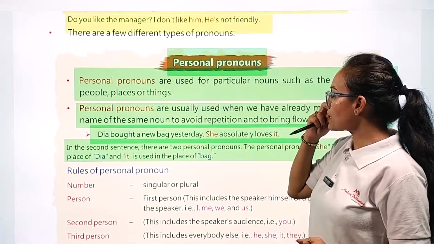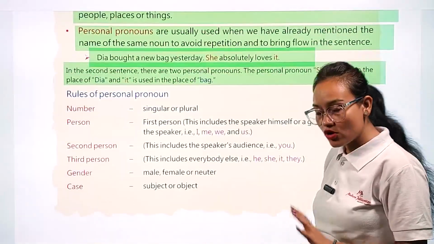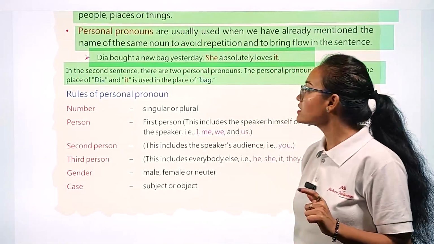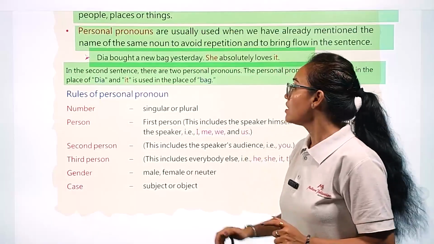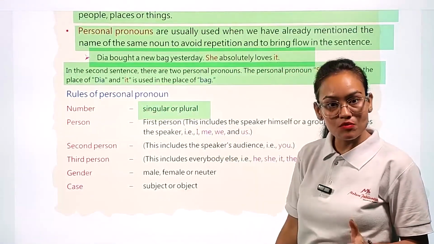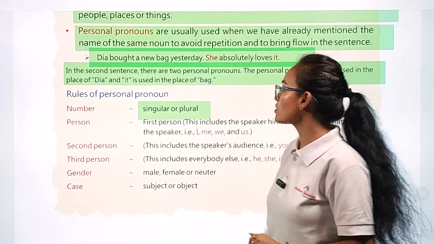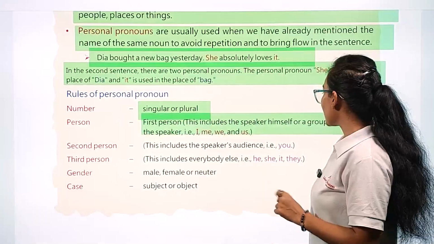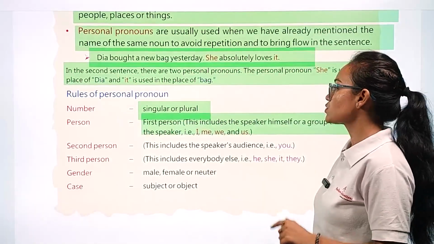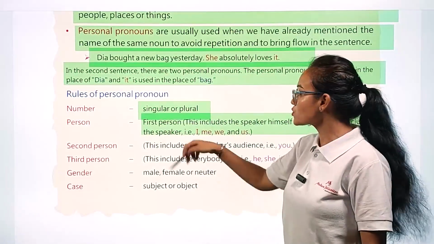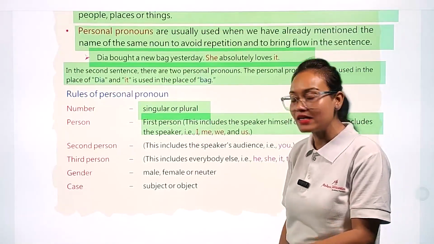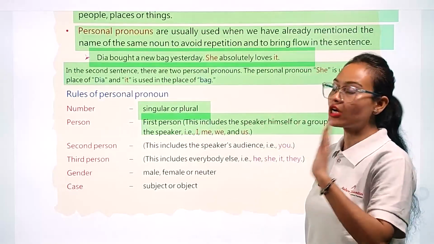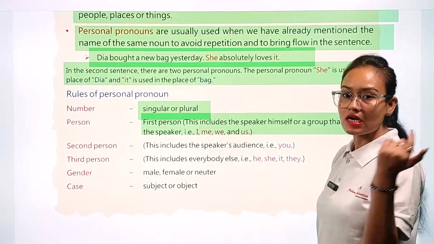Now we are going to see the rules for the formation of personal pronouns. Number: personal pronouns are singular or plural in number. Person: first person includes the speaker himself or a group that includes the speaker. Here the person is the speaker about whom we are talking in this sentence, and the group with whom we are talking, like I, me, we, us.